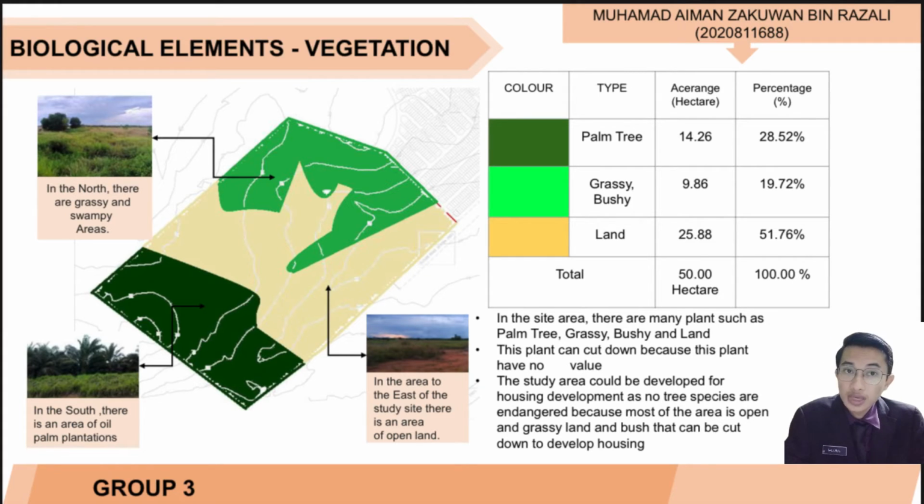So the base map, you can see the 3 points of view. The first one in the south, there is an area of a palm plantation. And the second point of view is in the north, there are grassy and swampy areas. And the last one, in the area to the east of the study site, there is an area of open land.